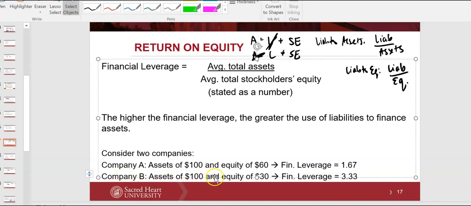Let's look at company B, assets of 100 and equity of 30. So we can see here that the company has 70 in liabilities to finance its assets. That's going to give it financial leverage much higher, twice as high, 3.33. Let's put financial leverage and our extended analysis of return on equity onto our formula sheet.